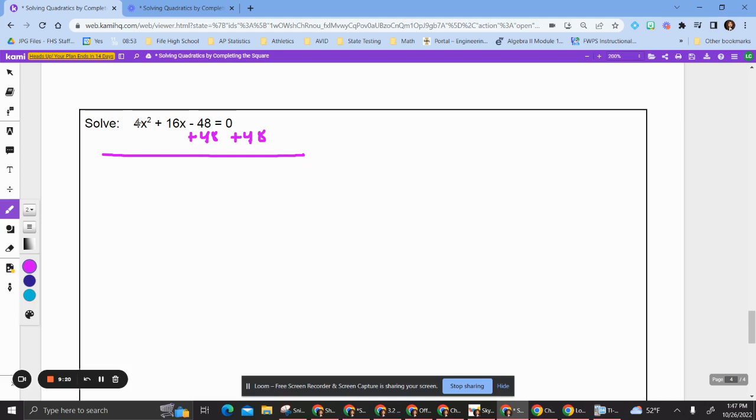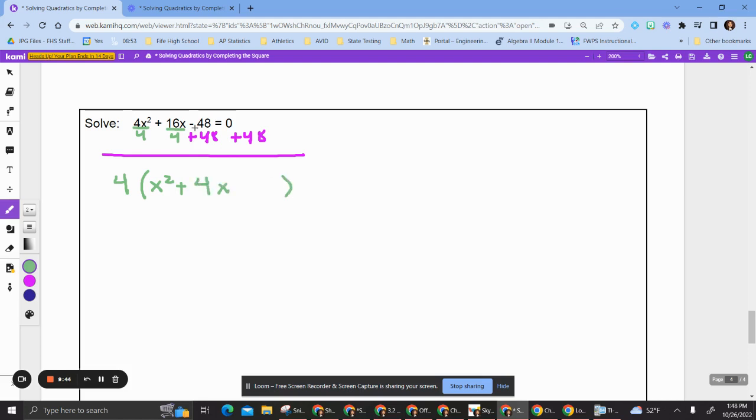And then let's also take out that 4. So if I factor out this 4, if I divide this by 4 and that 16 by 4, that 4 is going to come out in front. I'm left with x squared, and 16 divided by 4 is 4x.